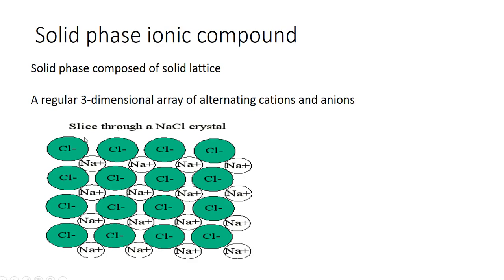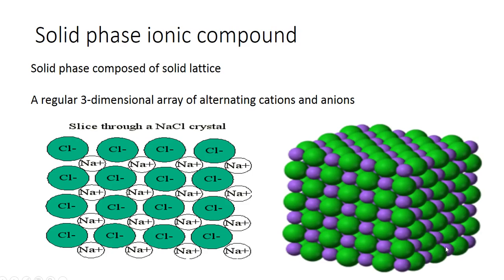So if we slice the crystal or the solid lattice in half, we are seeing it from one face. Cl, sodium, Cl, sodium. And we need to take note that usually the anion is bigger than the cation. If we look at it in the actual three-dimensional structure, this is the solid lattice of anions. This is a metal, nonmetal, metal, nonmetal.